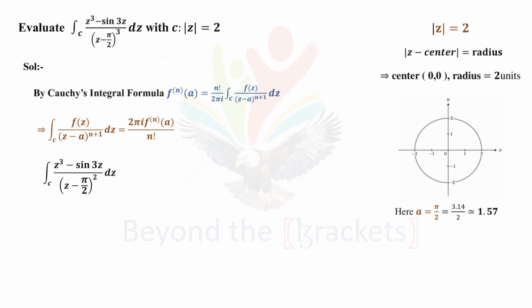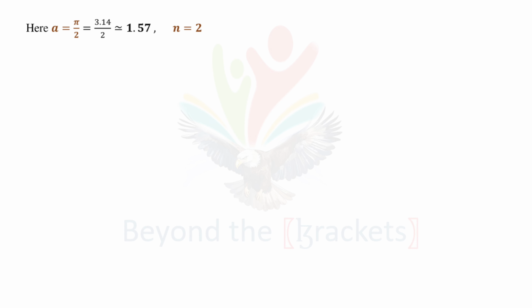Also, n plus 1 is given as 3, which means n will be equal to 2, which represents the order of the derivative. So we have to differentiate the function twice, where the function is f of z is equal to z cube minus sine 3z. Differentiating this for the first time, f dash of z will be equal to 3z square minus differentiation of sine 3z will be 3 cos 3z. Differentiating this again, we get f double dash of z is equal to 6z plus 9 into sine 3z.